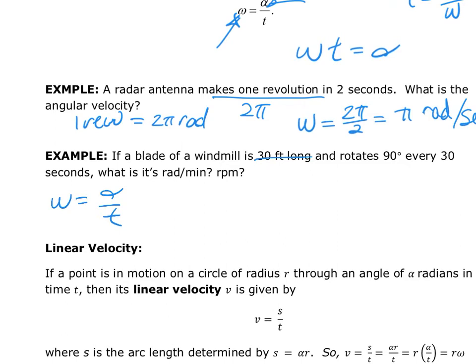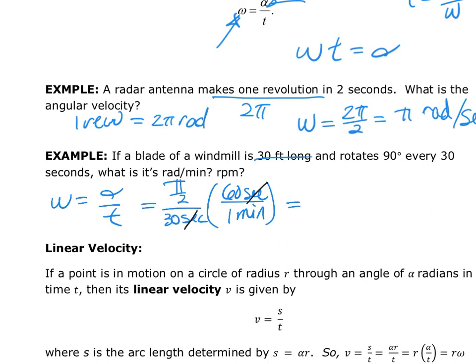So I have to convert 90 degrees into radians. So what is 90 degrees in terms of radians? It is pi over 2. How long does it take to do pi over 2? 30 seconds. Then I'm going to end up with an answer in radians per second. Do I want radians per second? No. I want it in radians per minute, so I need to do that unity fraction in terms of time. So I have 60 seconds per one minute. Then I have a cancellation of my seconds.